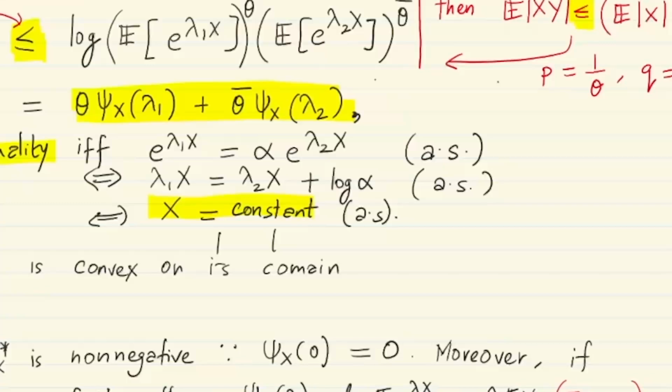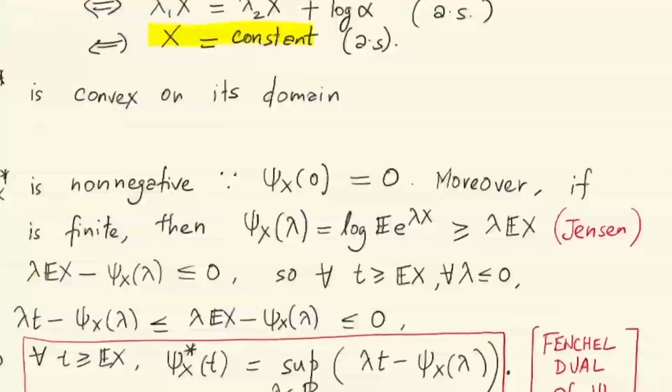The next point here is that Cx star is always convex on its domain. The domain is wherever it is finite. If it's infinite, we don't bother with talking about convexity. Why is Cx star convex? The reason is actually very simple.